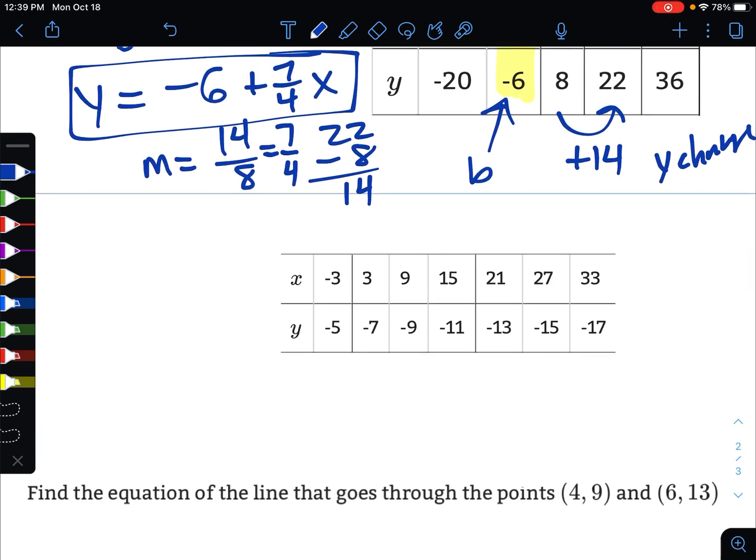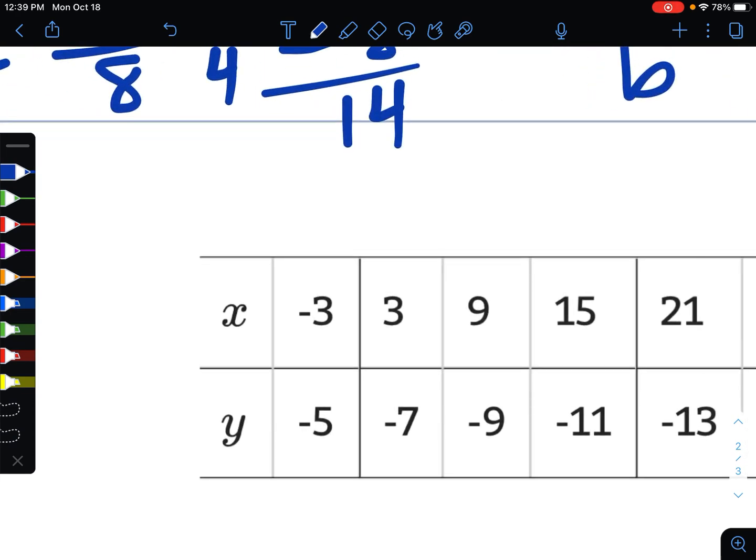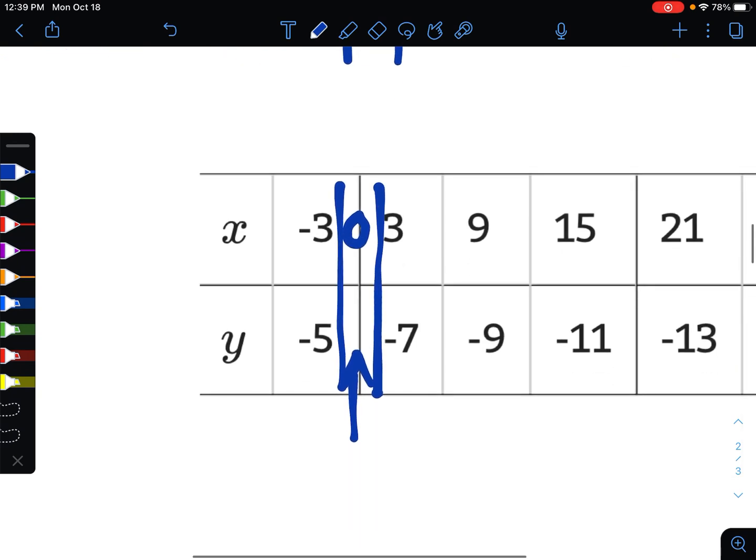For the next page, very similar here, except you don't see a y-intercept. So the y-intercept would be actually in between -3 and 3. Right in the middle would be an x of 0. So I can use this to kind of find the middle here, and you can hopefully figure out what that is. In between -5 and -7 would be a -6. So that's going to be our y-intercept. So a lot of -6's here for y-intercepts. That just happens to be here.